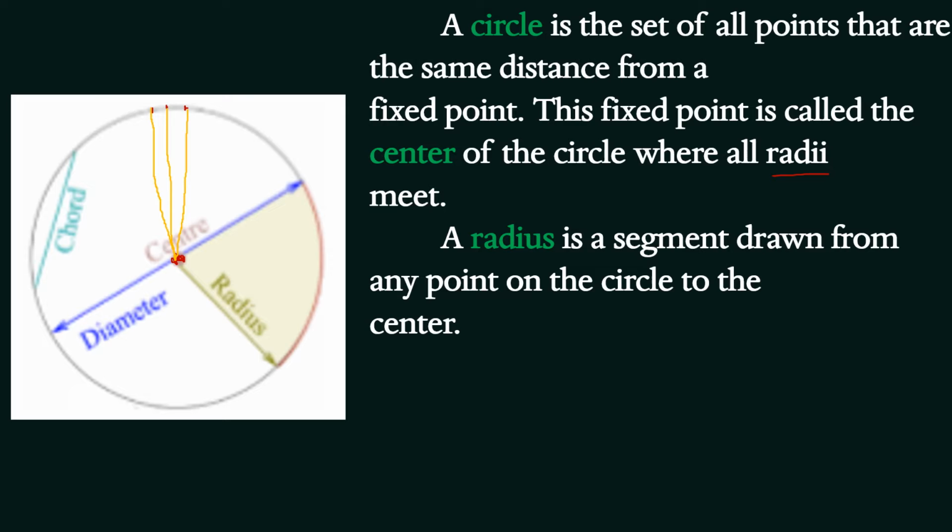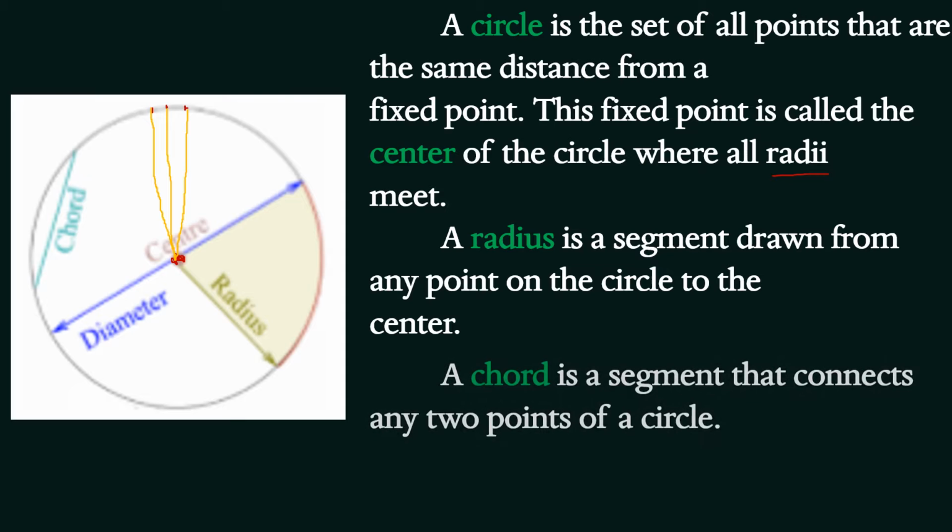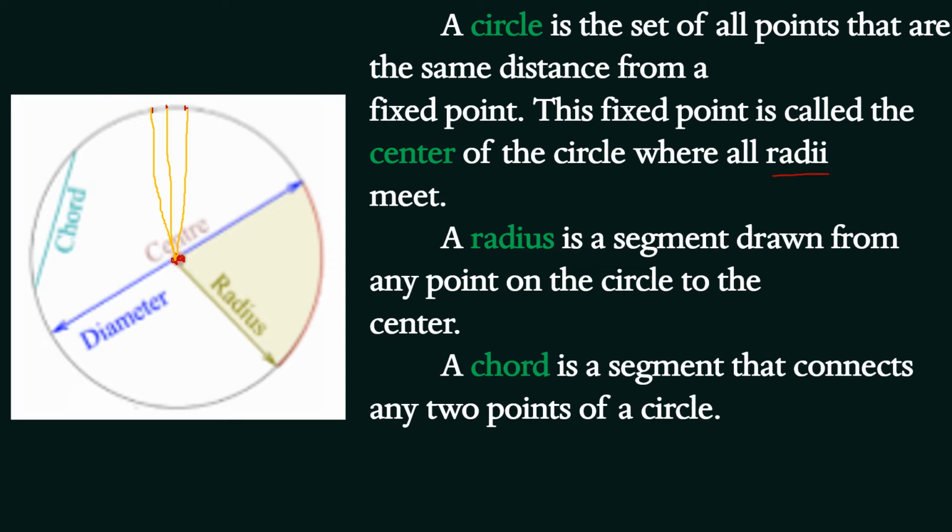So yun yung ginawa natin kanina. So gumawa tayo ng radius. Kapag madami sila, radii. A chord is a segment that connects any 2 points of the circle. So we have here 2 points. The point is on the circle. If we're going to connect them, you can form what we call chord.